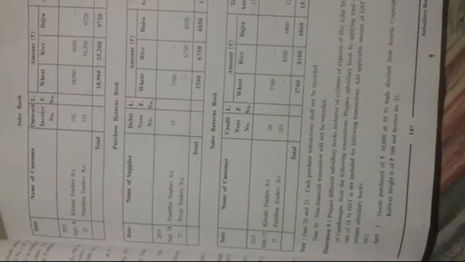So in the last video we discussed one example of how to prepare the columnar purchase book, columnar sales book, purchase return book and the sales return book for the types of goods. If a business is engaged in the purchase and sale of more than one type of goods, then the columnar purchase book, sales book, purchase return book and the sales return book is prepared.